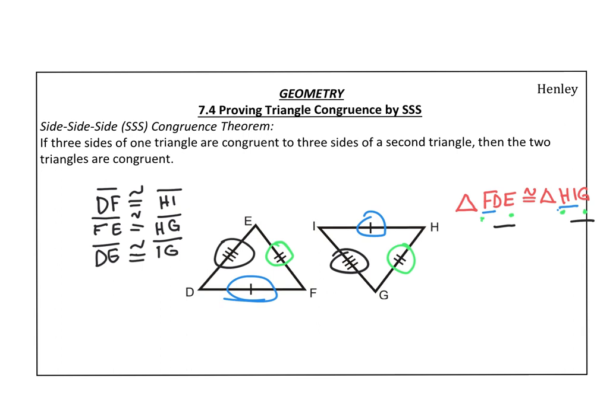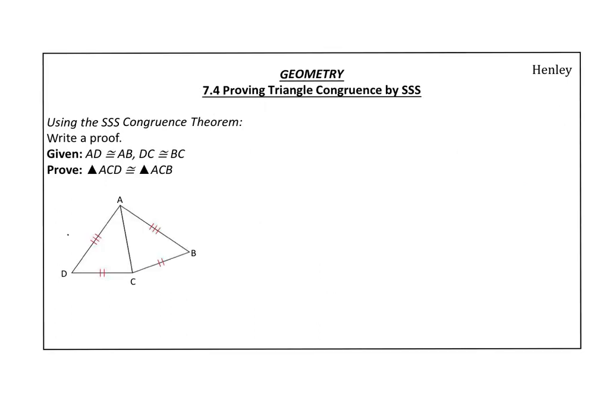Now, I'm making a big deal about that because it's extremely important when you write congruent statements that you pay attention to how it's written. The corresponding angles and corresponding sides must be written in the same order in both triangles. Okay, now using the side, side, side congruence theorem, we're going to write a proof.